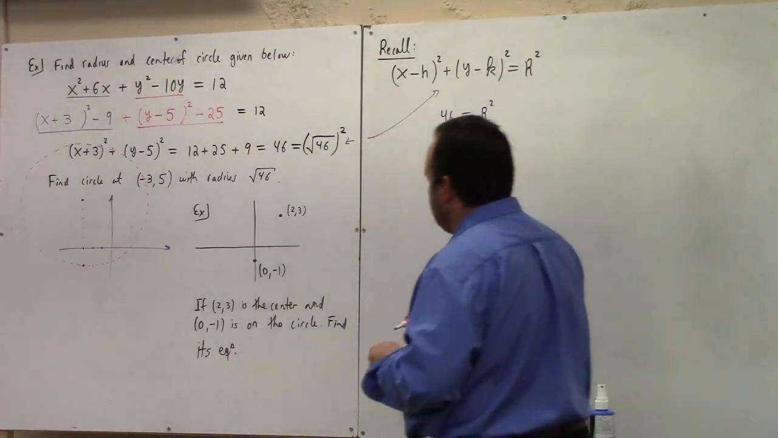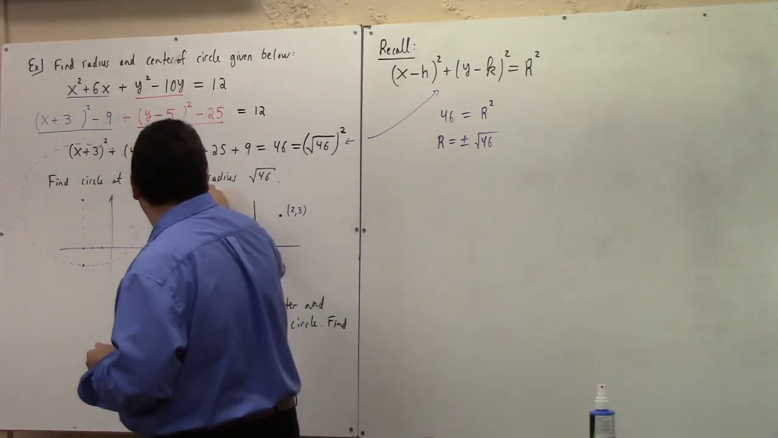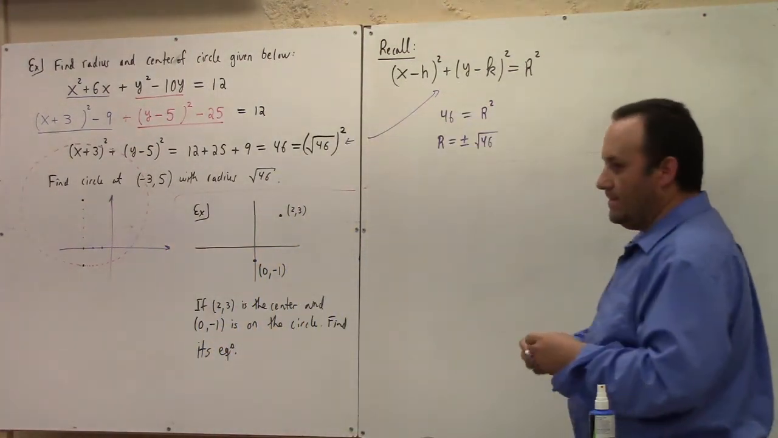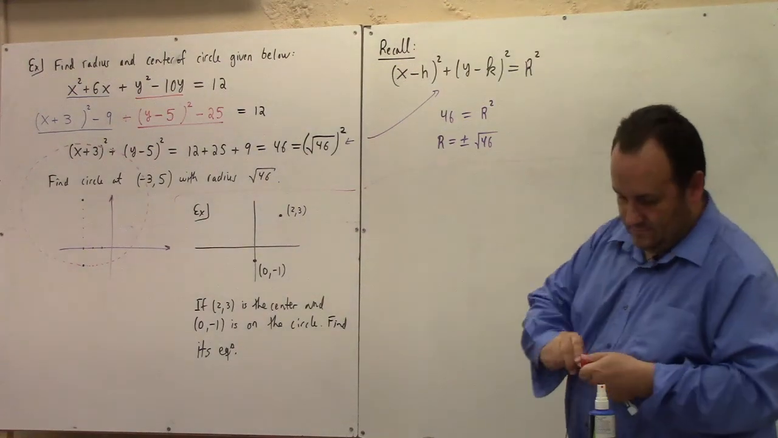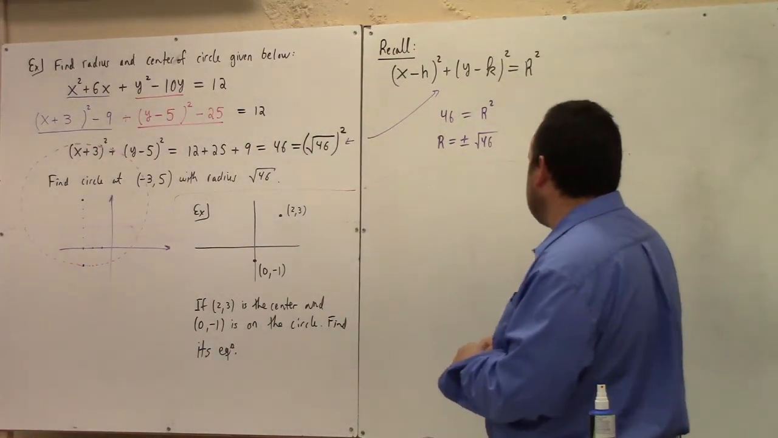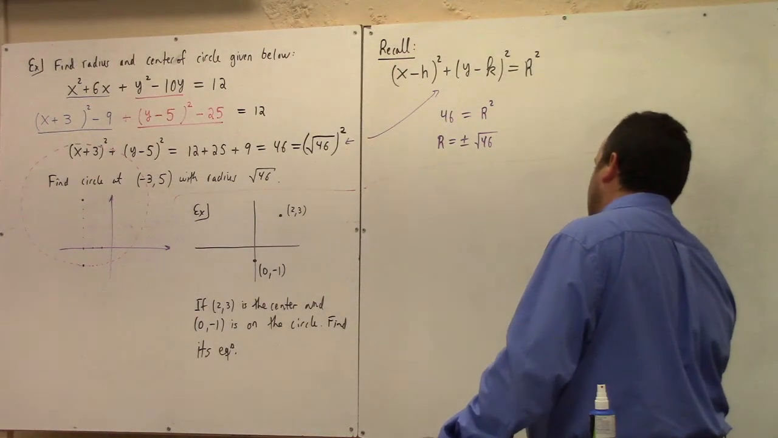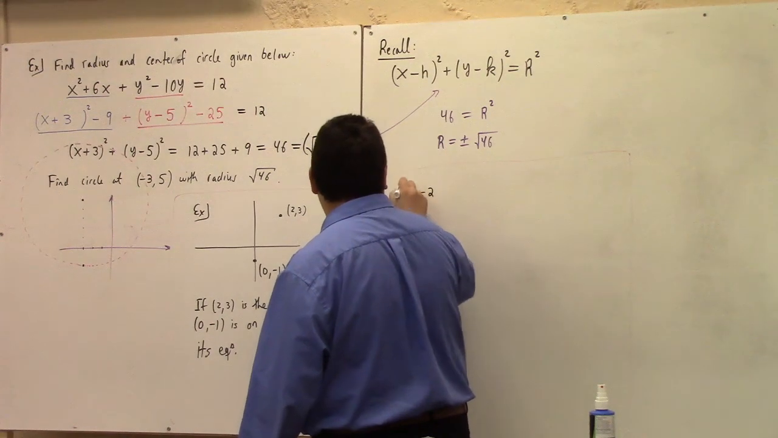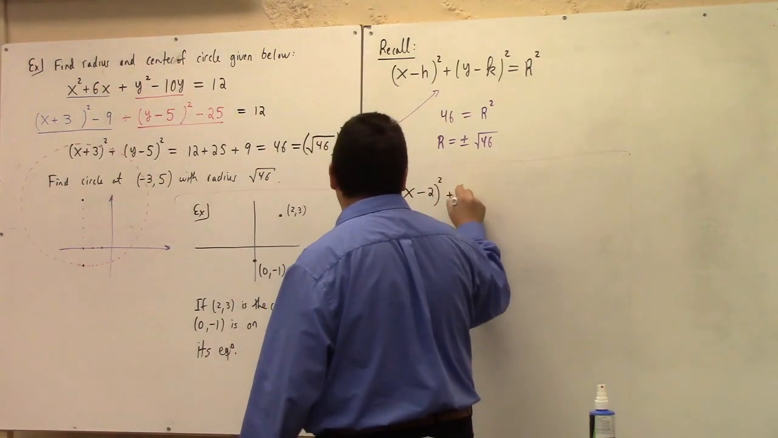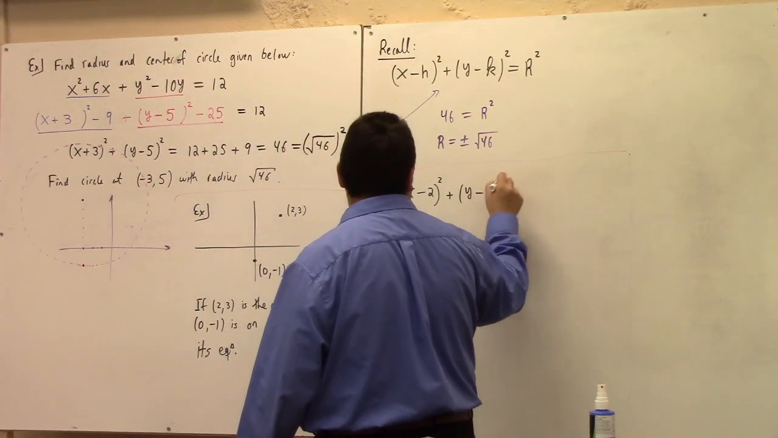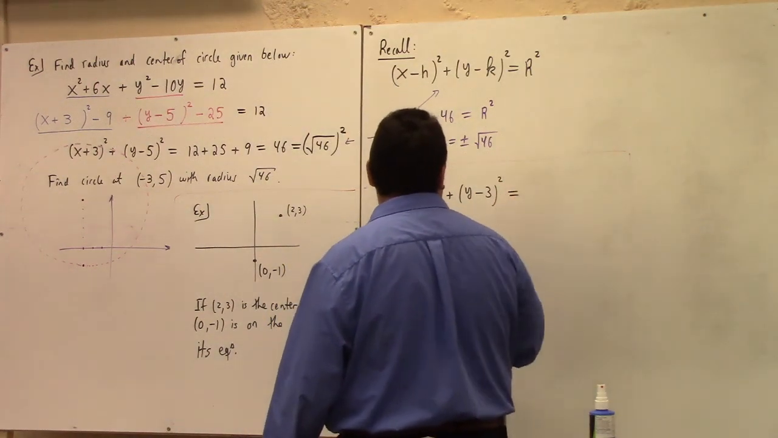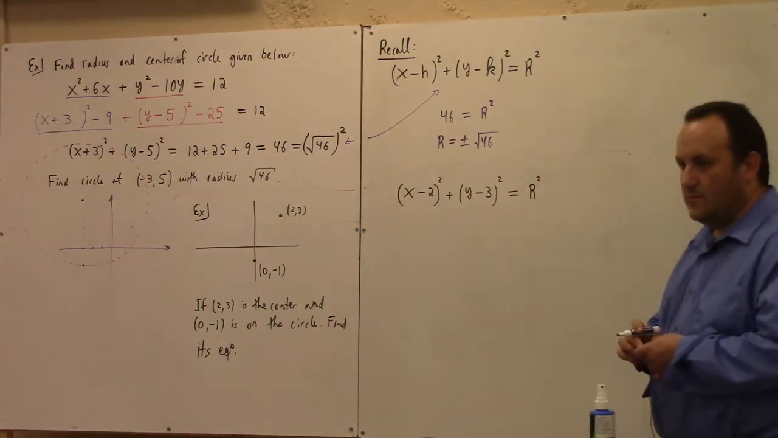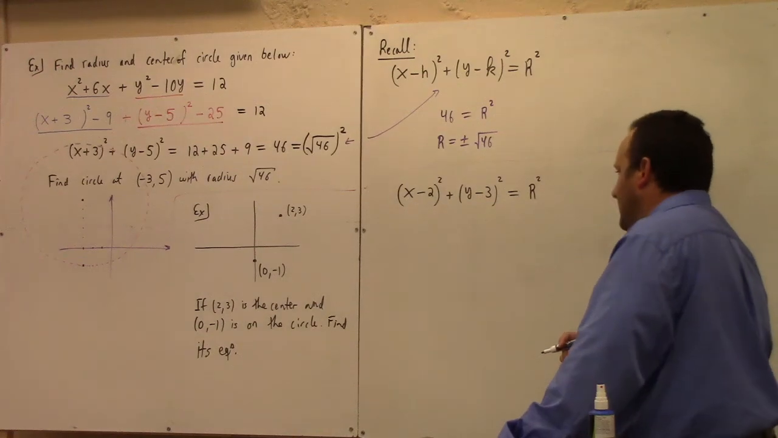How would we do this? What's that? Great. Yeah, x minus 2. You've got to find the radius, right? How do we find the radius?